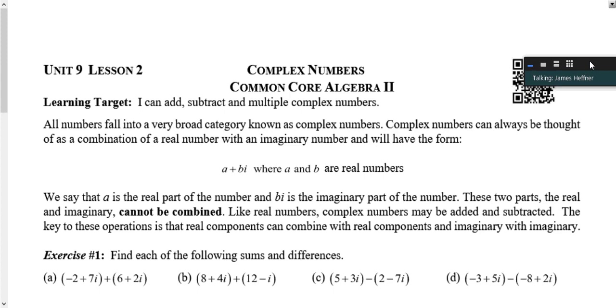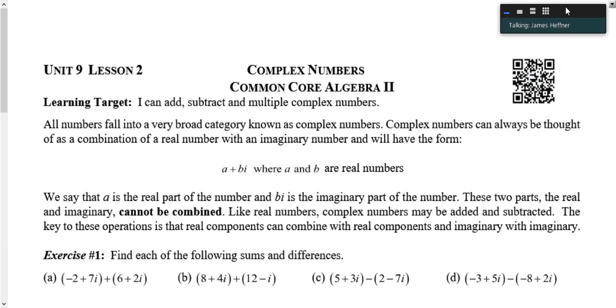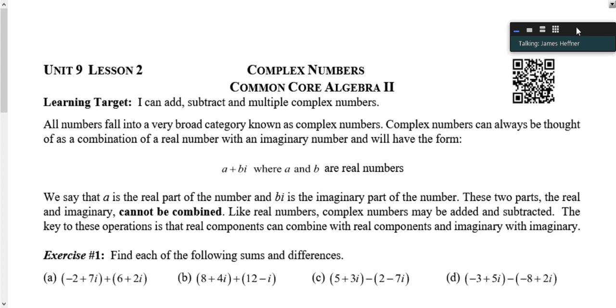Okay, so now in 9.2 we're going to be looking at complex numbers. We're still going to be using imaginary numbers, but we're going to combine imaginary and real numbers.